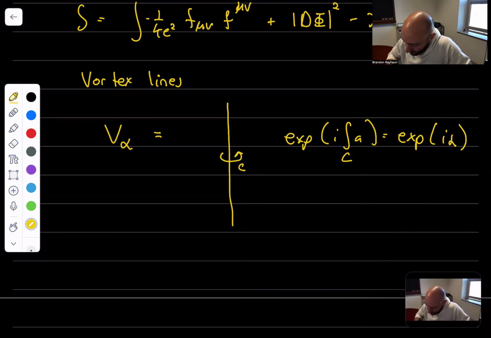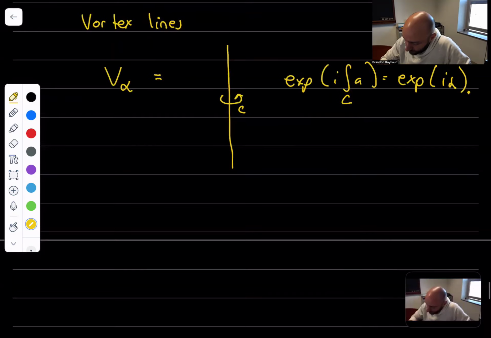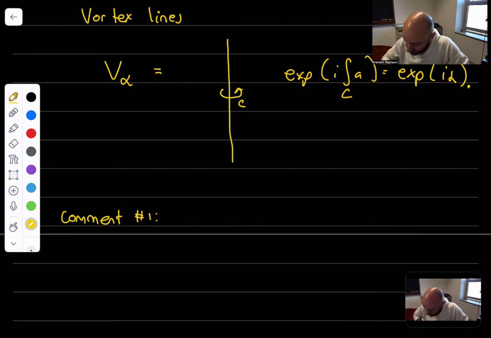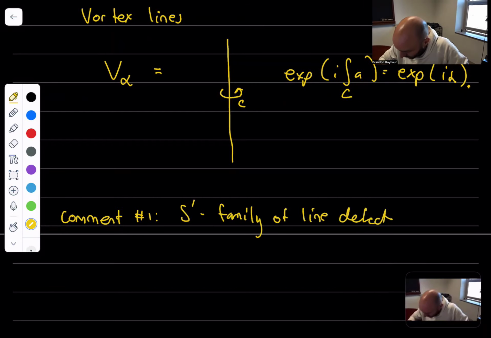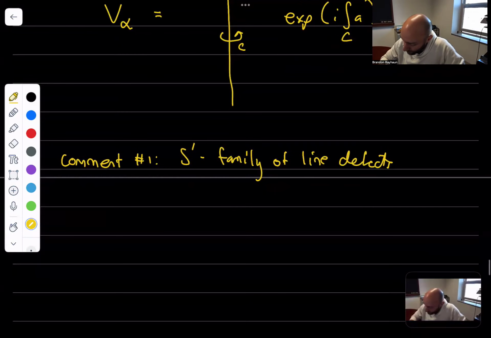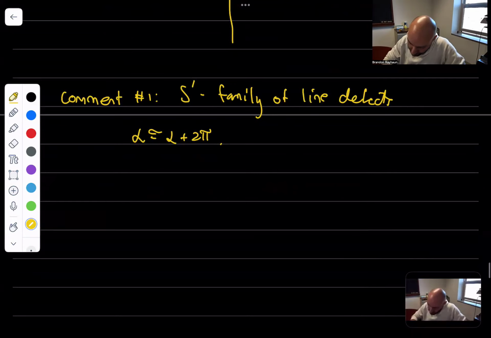Okay, good. And so let me just comment that, first comment is that this is a continuous family of defects. There's an S1 family of line defects. And why S1? It's simply because holonomies are only defined modulo 2 pi. So alpha is a 2 pi periodic parameter. So that's comment number one.